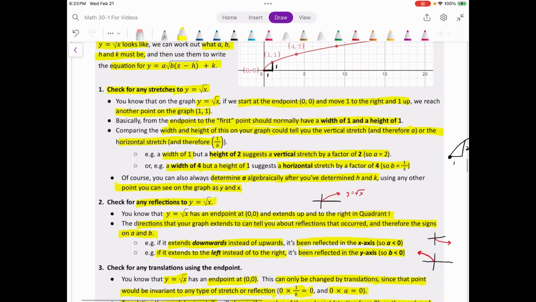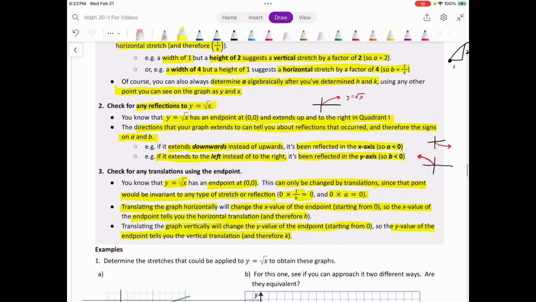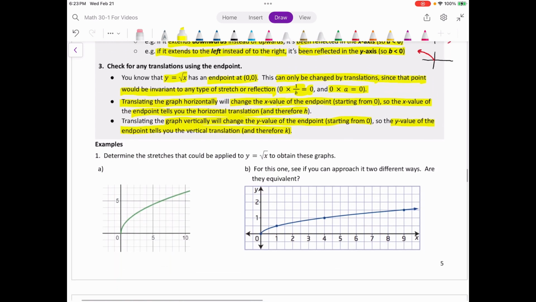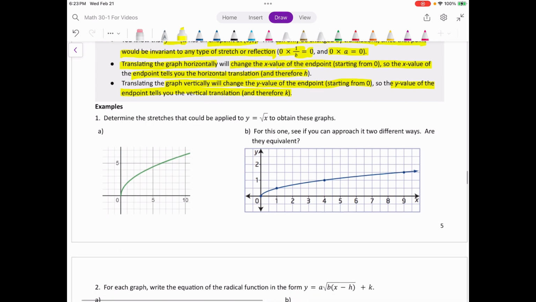And then we can think a little bit about the a and the b values by comparing to y equals root x. Let's go ahead and see if we can apply this here for some stretches to start out. So specifically it says determine the stretches that could be applied to y equals root x to obtain these graphs. We can actually tell, the question suggests it, but we can also see no translations occurred. The endpoint stayed at 0, 0. No matter what, if we had slid this around, that shouldn't be at 0, 0 anymore, okay?